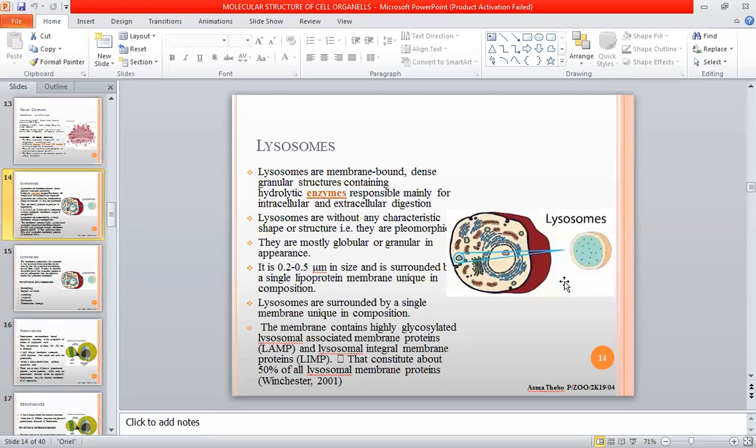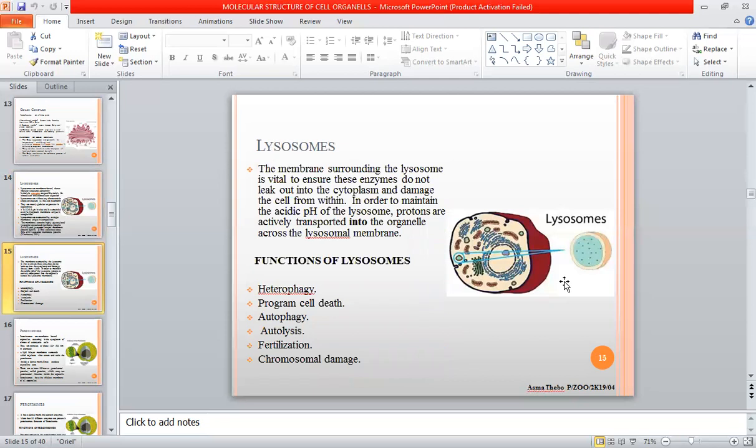Lysosomes are membrane-bound, dense granular structures containing the hydrolytic enzymes which are responsible for intra- and extracellular digestion. Lysosomes do not have any characteristic shape or structure. They are pleomorphic, but mostly globular in appearance. They are about 2 to 5 micron in size, and are made up of lipoprotein. These lysosomes have a single membrane, and the membrane proteins are lysosomal associated membrane protein, LAMP, and lysosomal integral membrane protein, LIMP. It is considered about 50% of all lysosomal membrane protein.